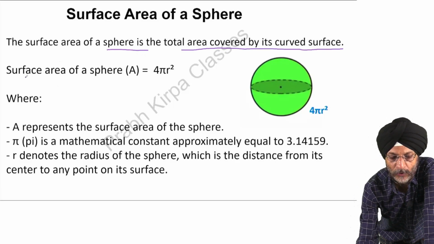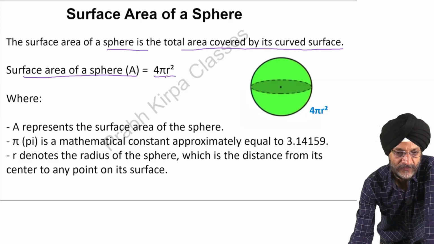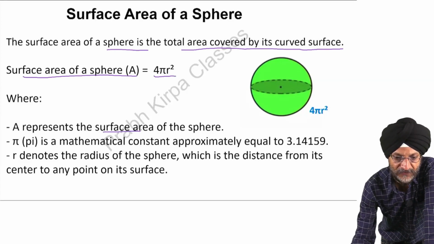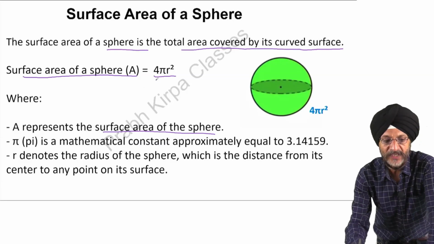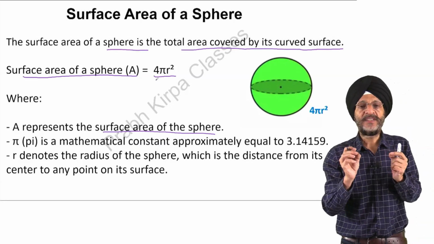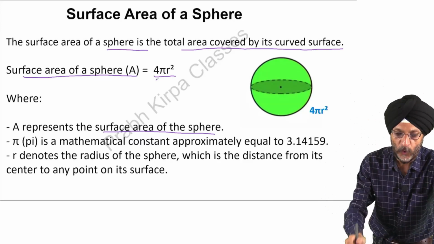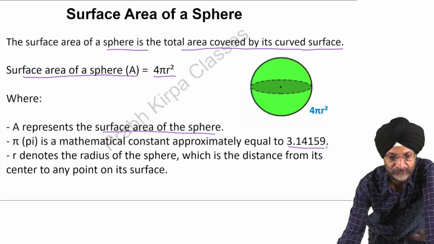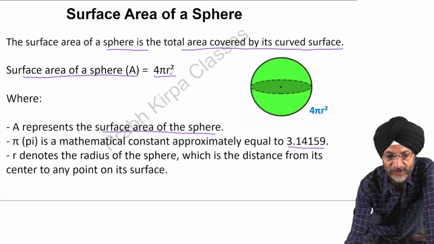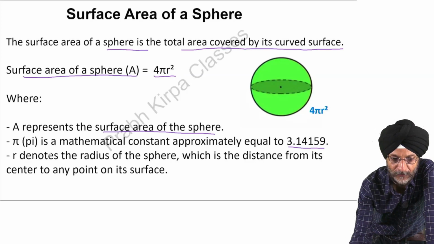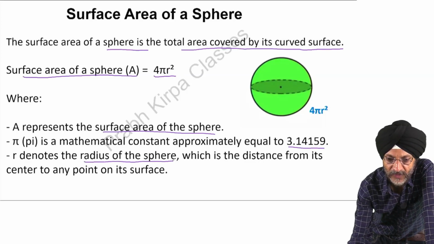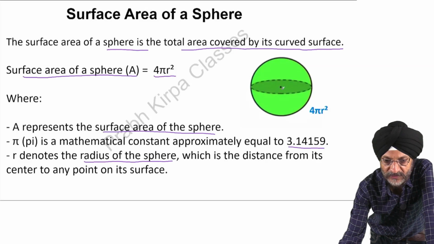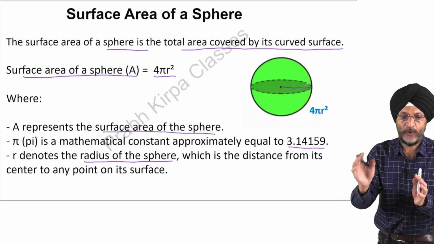The formula for calculation of the surface area of the sphere is 4 pi r square, where A represents the surface area of the sphere. Pi is a mathematical constant which is equal to 22/7 or 3.14159. In this formula, r stands for the radius of the sphere, which is the distance from its center to any point on the surface of the sphere.